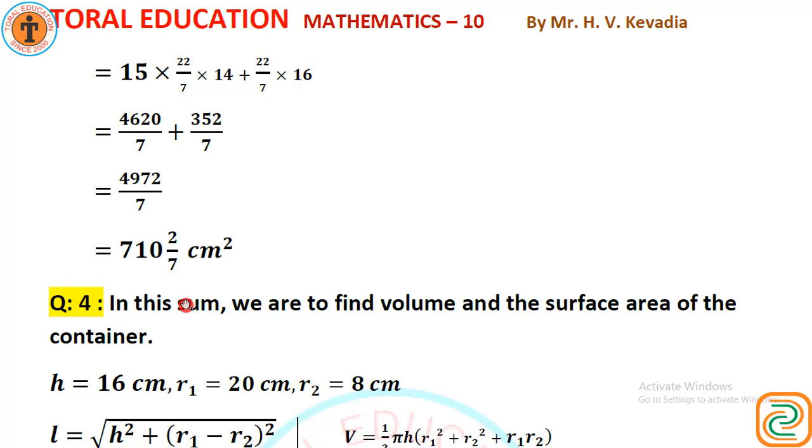Also find the cost of material sheet used to make the container. If it costs rupees 8 per 100 centimeter square, and take pi equals to 3.14. Here we have to find out the capacity, that means volume, because we want to find out total sum of milk, as well as we need to find out the surface area, both volume and surface area.